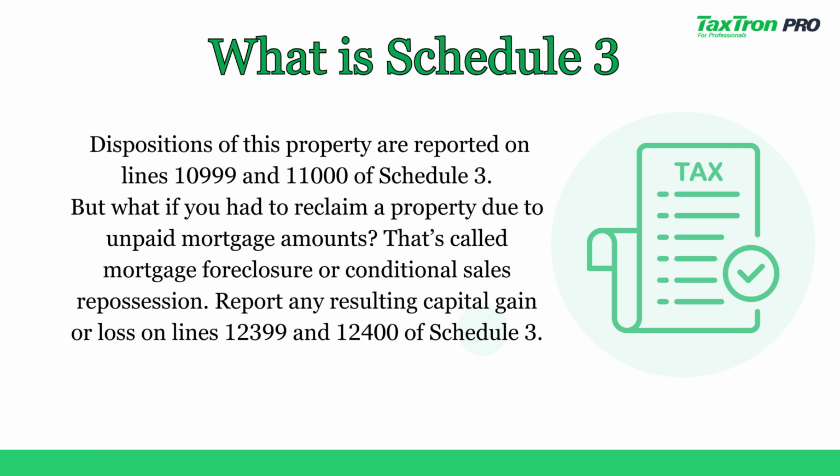But what if you had to reclaim a property due to unpaid mortgage amounts? That's called mortgage foreclosure or conditional sales repossession. Report any resulting capital gain or loss on lines 12399 and 12400 of Schedule 3.